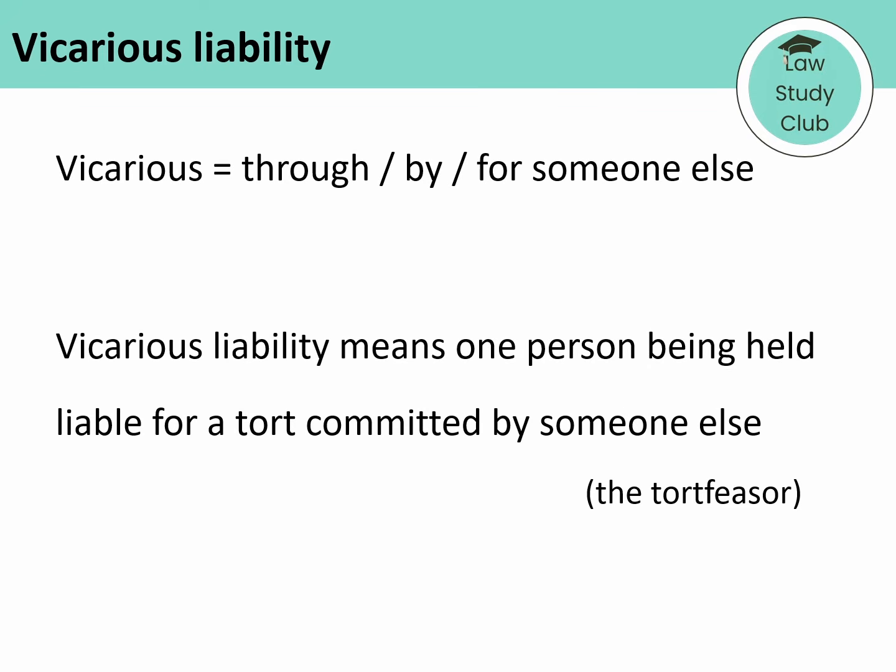Vicarious means through or by or for someone else, like when we say that someone is living vicariously through another person. So vicarious liability means one person or organisation being held liable for a tort committed by someone else. Now through the rest of this video we're going to be using the word tortfeasor to describe the person who commits the actual tort. So in vicarious liability, one person, the defendant, is being held liable for a tort committed by someone else, the actual tortfeasor. Usually, vicarious liability involves an employer being held liable for a tort committed by one of their employees.